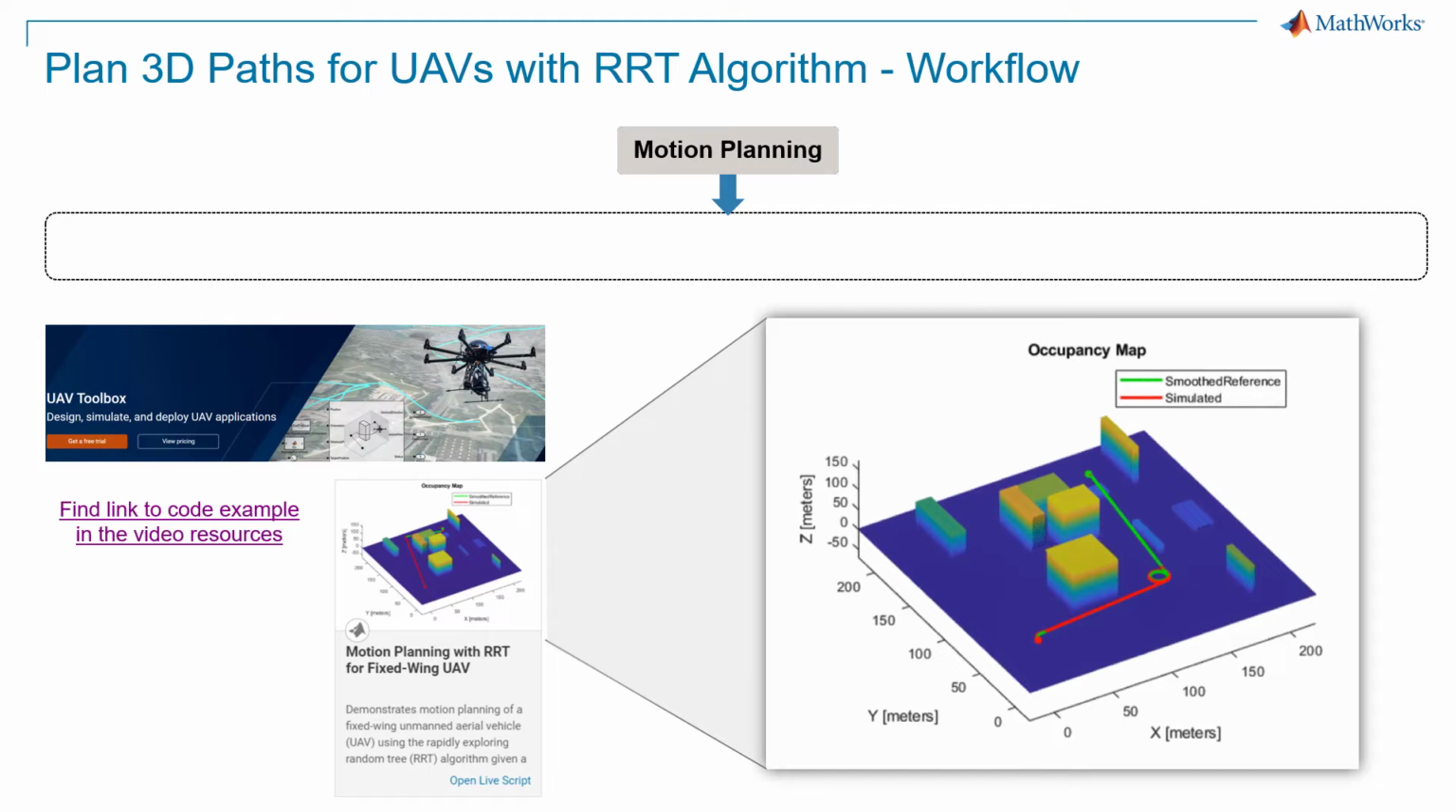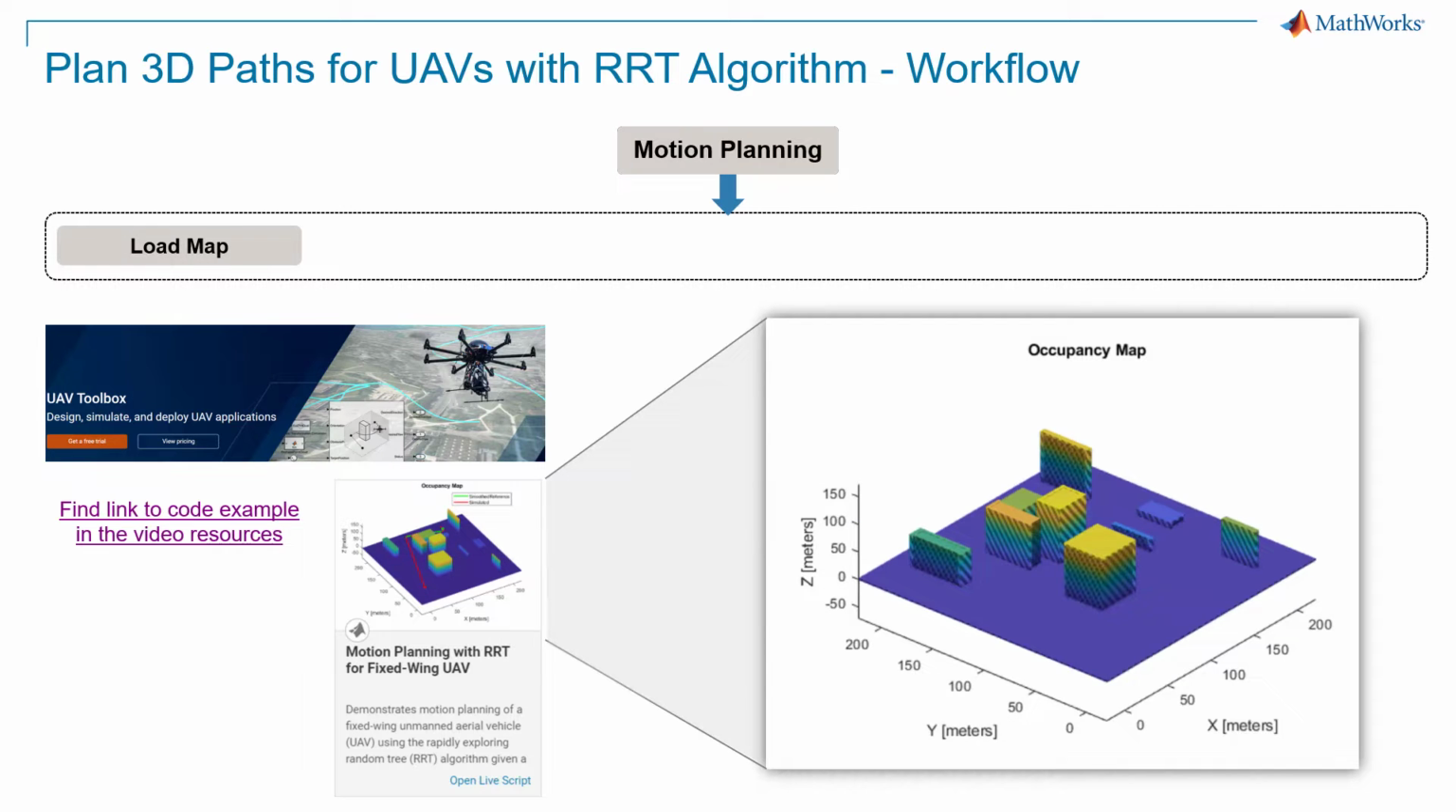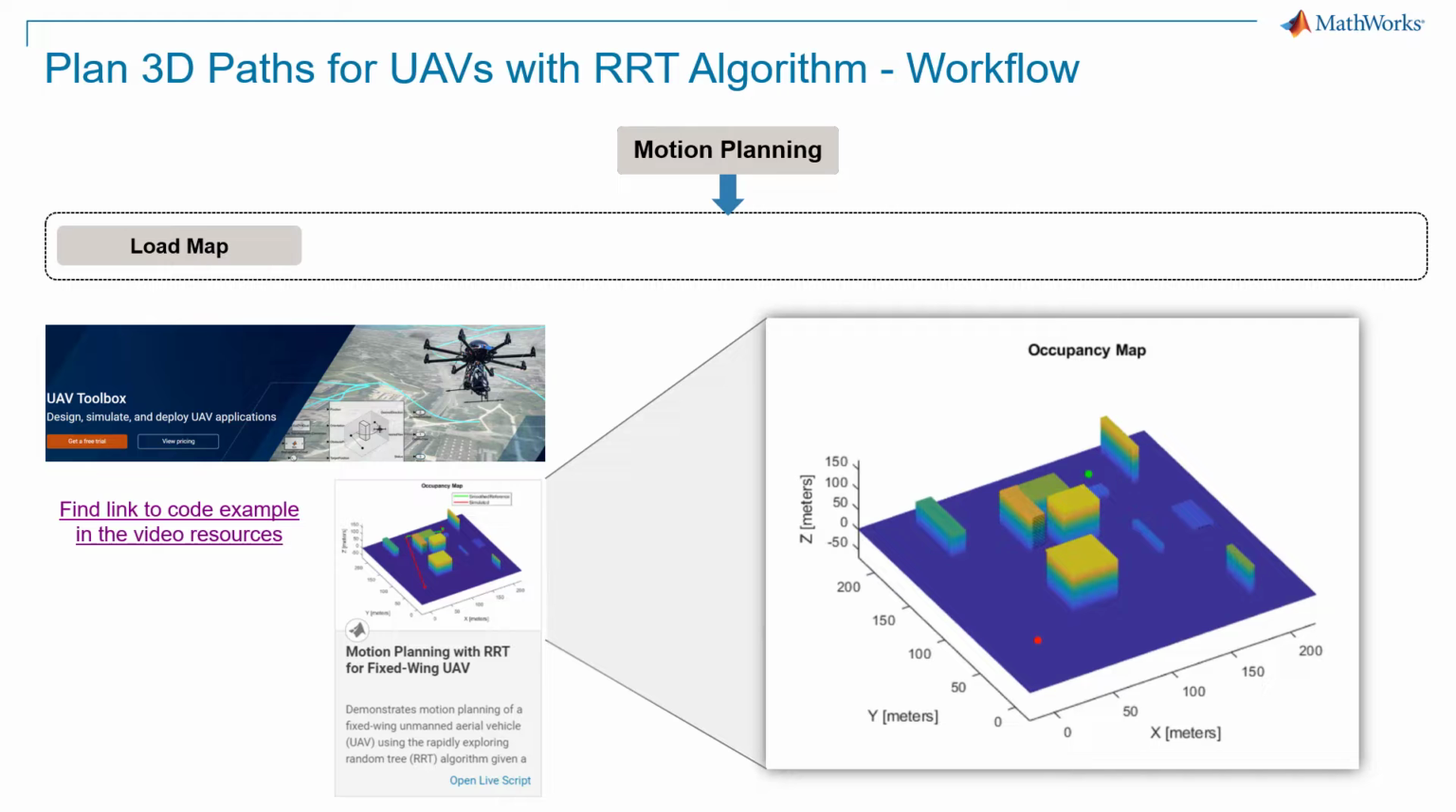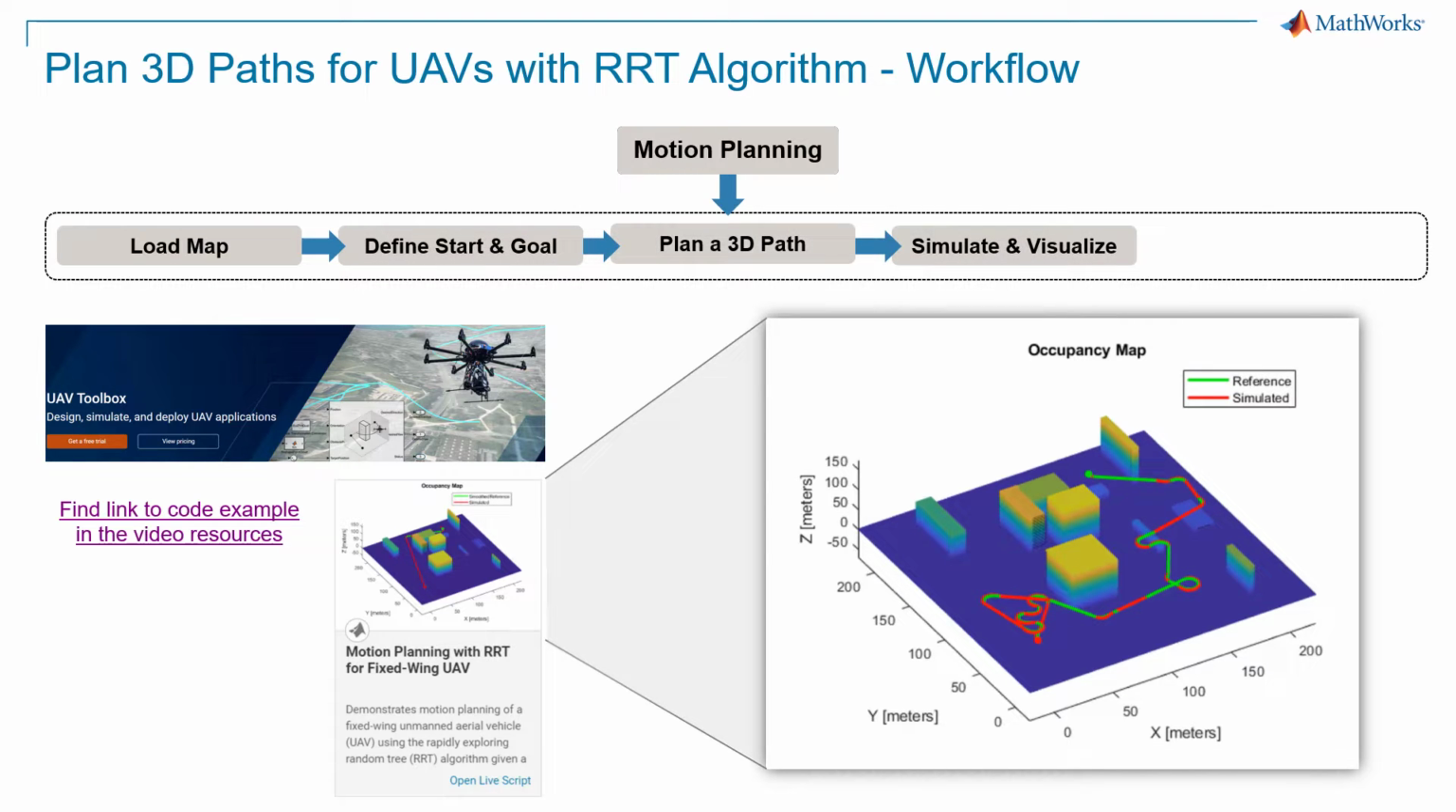We start with loading the map of a 3D environment. Then we select the desired start and goal locations on this map. Then the path planning algorithm works to find an obstacle-free path between the start and the goal location. And while doing that, visualizing the path helps us to see what optimizations may be required. Which brings us to the last step, that is optimizing or making the path smoother.